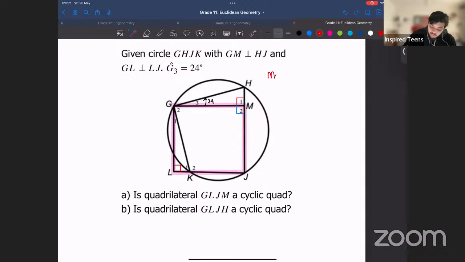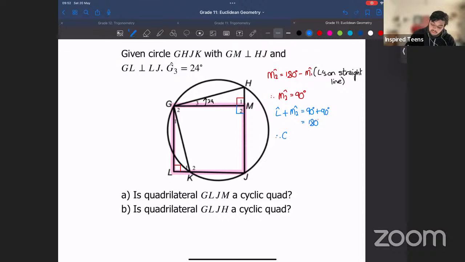So I can say that M2 is equal to 180 degrees minus M1. What's the reason for that? Angles on a straight line. Okay, therefore, M2 is equal to 90 degrees because 180 minus 90. Okay, then we can say that L plus M2 is equal to 90 plus 90, which is equal to 180.